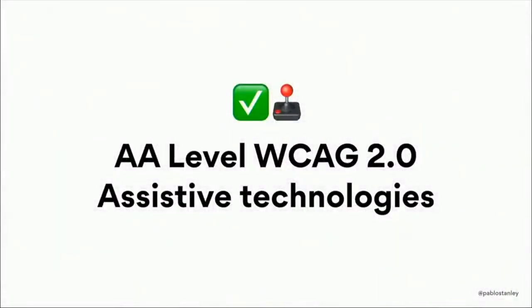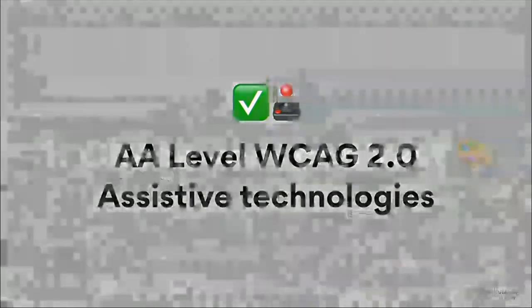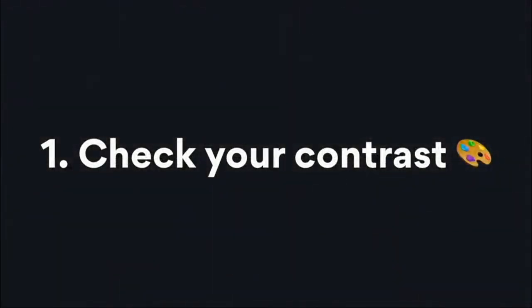Seven guidelines, and this is to meet the double A of the web content accessibility guidelines. And this includes using screen readers, keyboards, screen magnifiers, and speech recognition tools. So pretty basic, and that's the idea here, that a lot of these things are so basic and so obvious, and we're gonna start with one of the most obvious ones, which is checking your contrast.